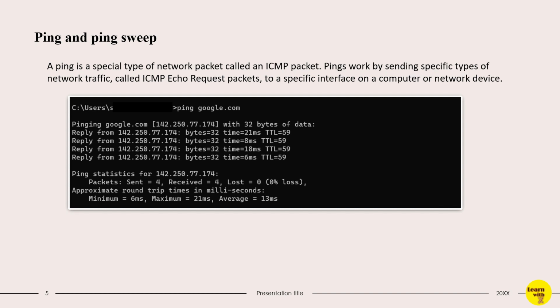Here we can see the output: bytes=32 indicates the size of the packet being sent, and the time of 21 milliseconds tells you how long the entire round trip took for packets to travel from the target, and then the target's TTL equals 59, which is time to live. And down here you can see packets sent equals 4, received equals 4, and the loss is 0%.